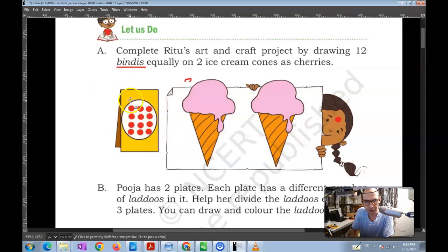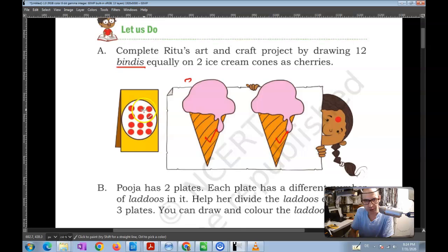And here again we have the same situation. Here we have a number of these bindis, and we know that we have 2 groups, right? And we want to divide these equally between these 2 groups, and we do not know how many of these bindis each of the groups is going to get, right?